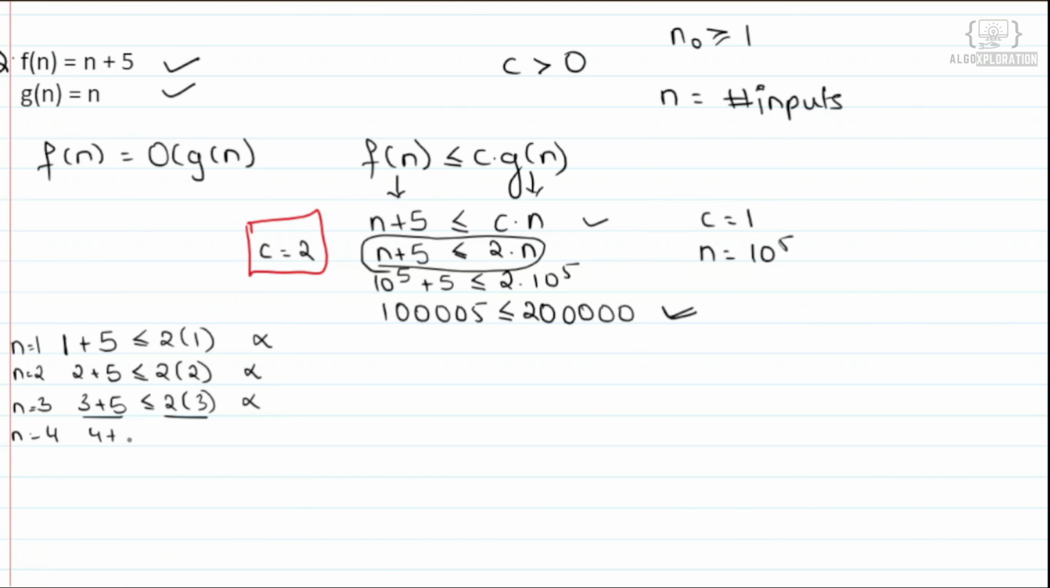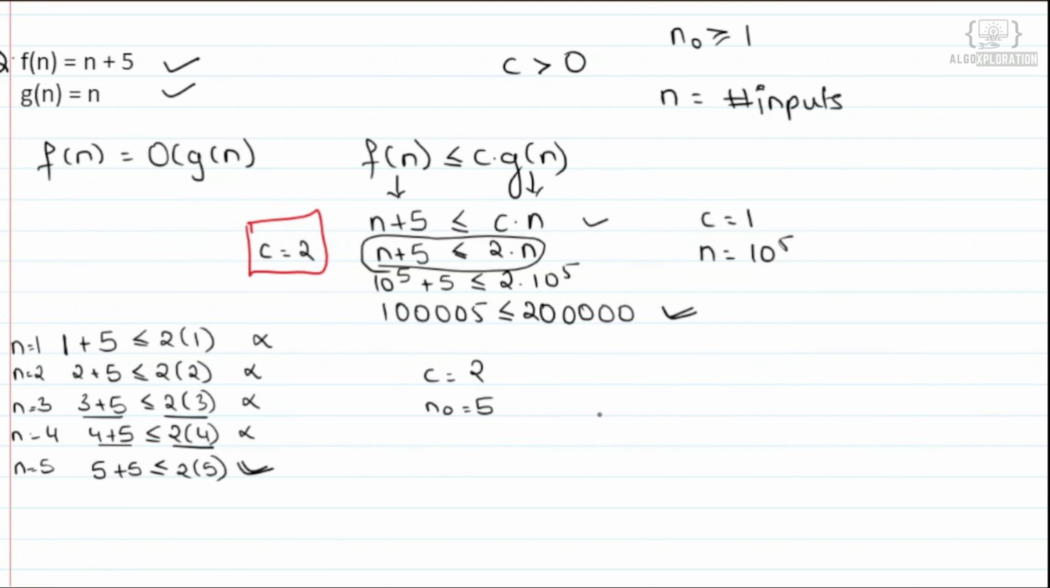4 plus 5 is less than or equal to 2 into 4. This is 9 and this is 8. Again false. Let's take n as 5. 5 plus 5 is less than or equal to 2 into 5. Now this is true. So we got c as 2 and n naught as 5.